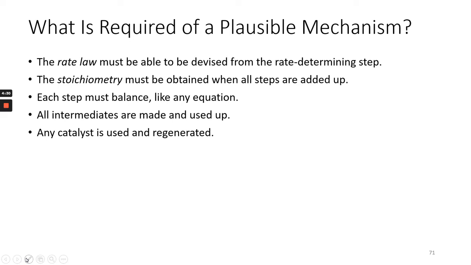So what is required for a mechanism? Your rate law must be able to be devised from the rate determining step. What does this mean? Your rate law comes from the slowest step. Because remember, your slowest step is your rate determining step.